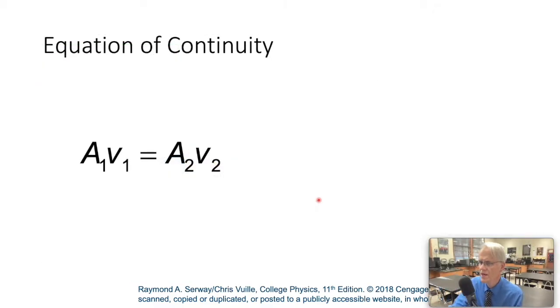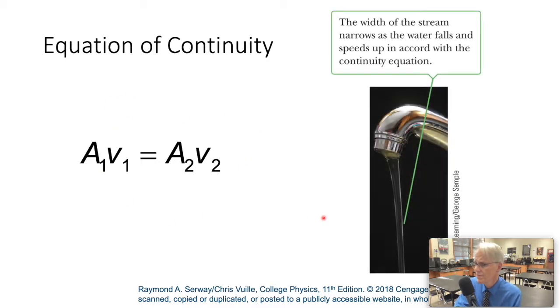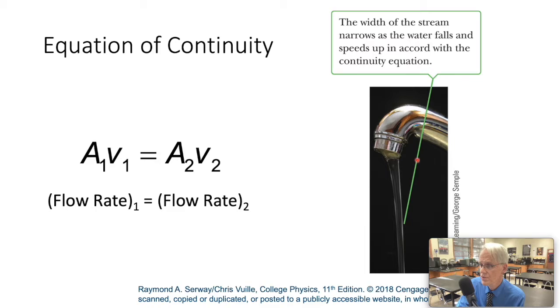Let's look at an example of what might come from this equation of continuity. We've probably seen this. Notice that when the water is leaving up here, it has a larger area, and we know that the velocity is increasing as it falls down. So as the velocity increases down here, the area has to get smaller because this flow rate is a constant. So the flow rate up here with a larger area and smaller velocity will equal the flow rate down here with a smaller area and a larger velocity.